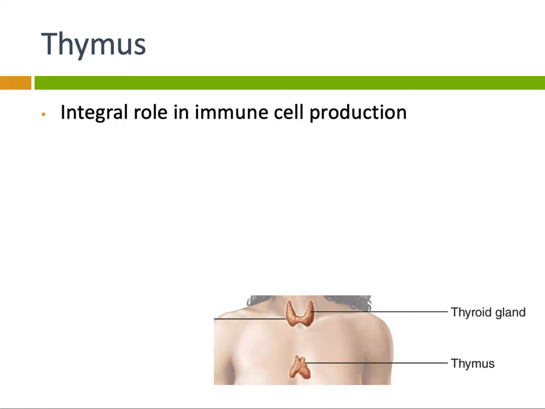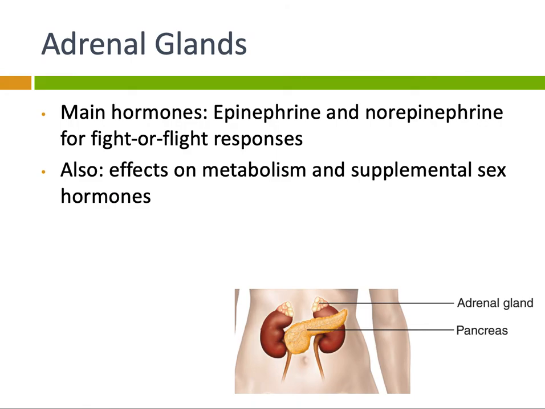Next, we have the thymus, which plays a really big role in immune cell production. So the thymus is an organ that is in two systems, the lymphatic system as well as the endocrine system, and we'll talk about it a lot more when we talk about immunity.